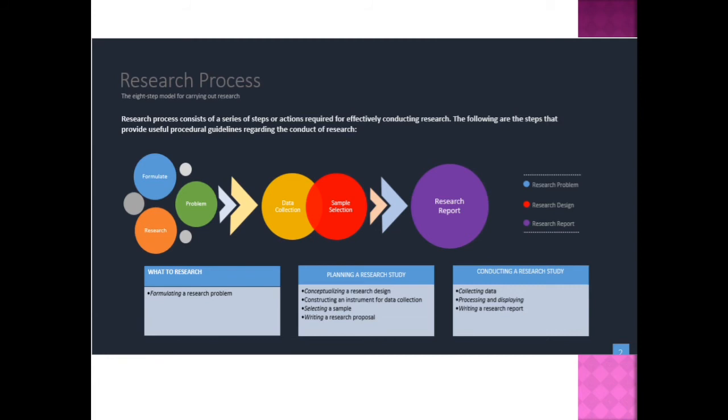There are 3 phases here. In the first phase, you formulate the problem, research and so on. What to research? Formulating a research problem is the first phase of the research. And the second phase is planning a research study. That means data collection and sample selection. That is the second phase of your research.